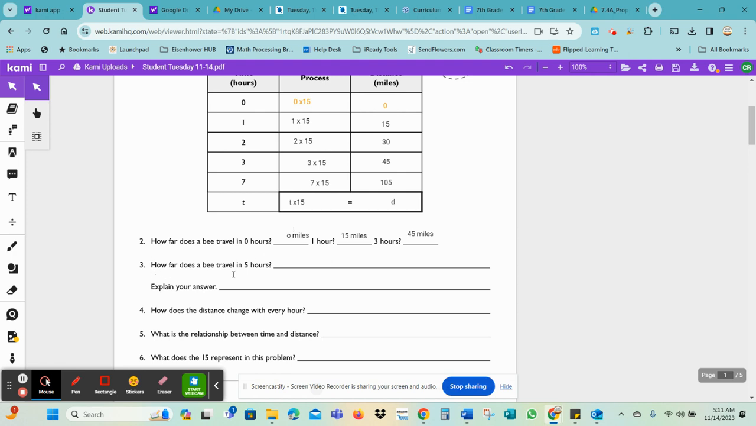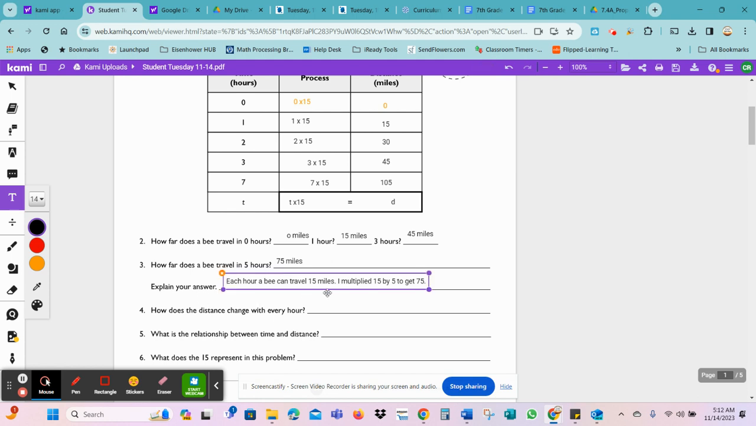Question 3, how far does a bee travel in 5 hours? So go ahead and pause, and what do you think it would be? Okay, so if you got 75, you're absolutely correct. My explanation is that each hour a bee can travel 15 miles. I multiply 15 by 5 to get 75. To make sure that yours is something similar, you could have done just the hours of 5 hours times 15 will equal 75.